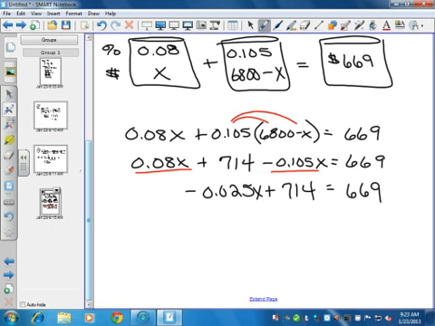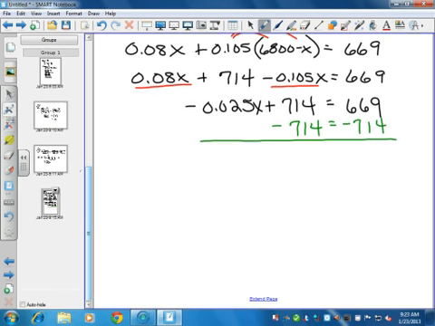So we're going to move the numbers over to the right. So minus the 714 from both sides. Now your numbers in this case are going to end up negative. Don't let that bother you, even though it's money and we're making an investment. It'll work itself out in the end. So I get negative 0.025x. These 700s cancel. Equals negative 45.